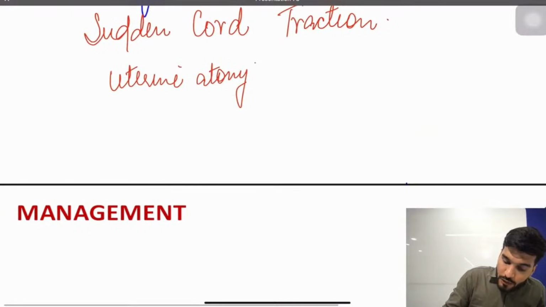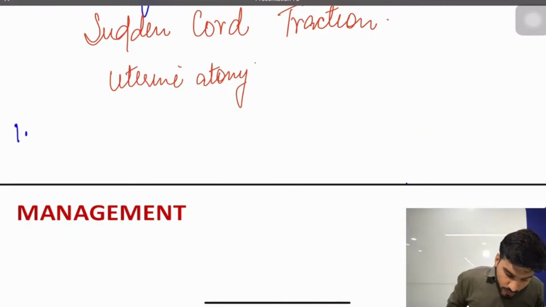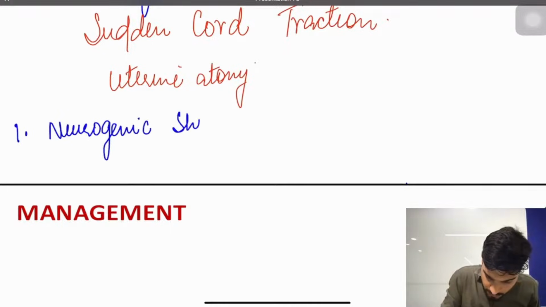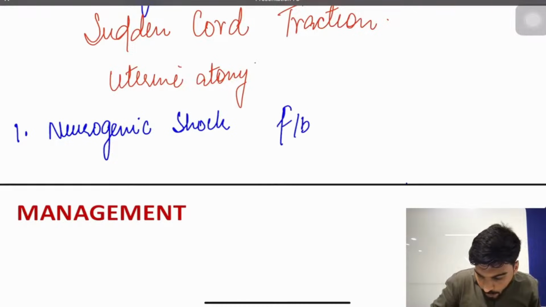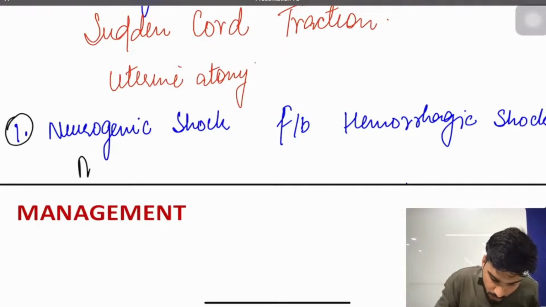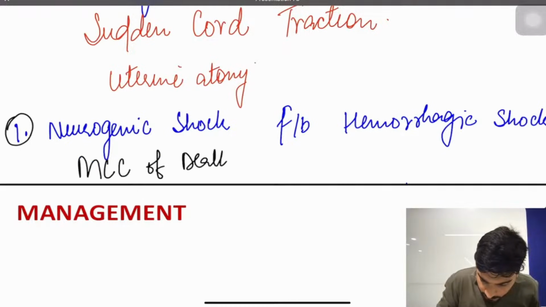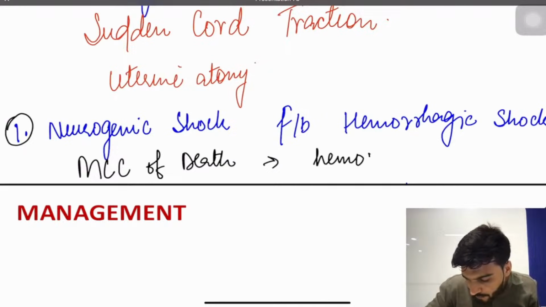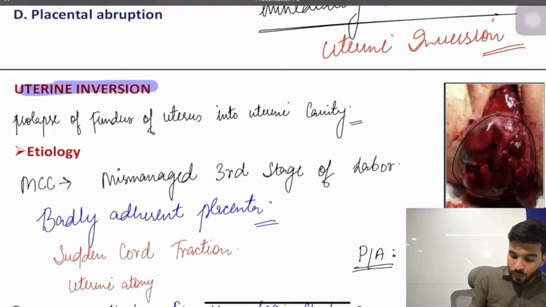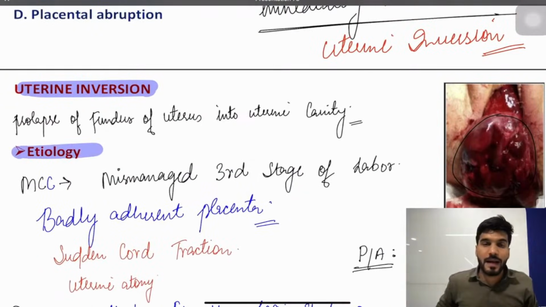Remember, my dear students, the patient first goes into neurogenic shock, followed by hemorrhagic shock. And remember, the most common cause of death will be hemorrhagic shock. Is that clear? The most common cause of death will be hemorrhagic shock. That's about uterine inversion. Is that clear?